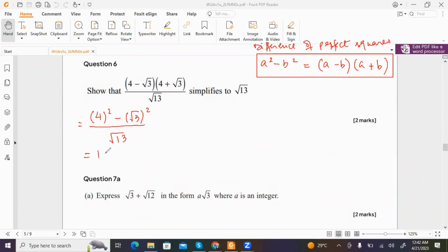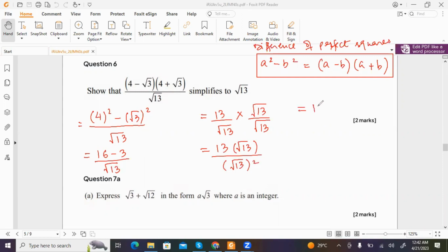Basically 16 minus 3 is 13 over root 13. Next, we rationalize the denominator. So we multiply and divide the fraction by root 13, which gives us 13 root 13 over the square of root 13, which is 13 root 13 over 13, and root 13 is our answer, which is the same as what they were asking for in the question.